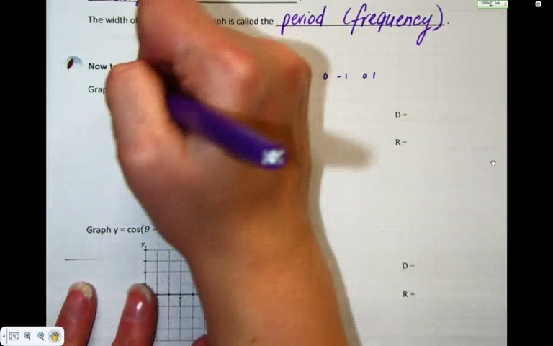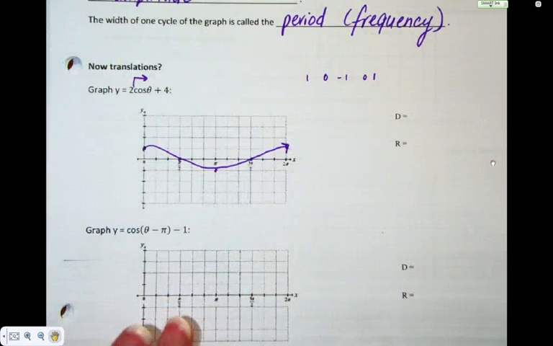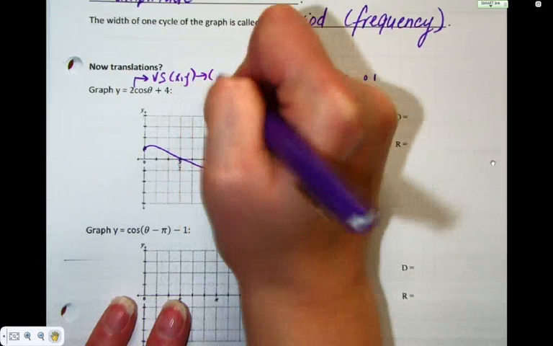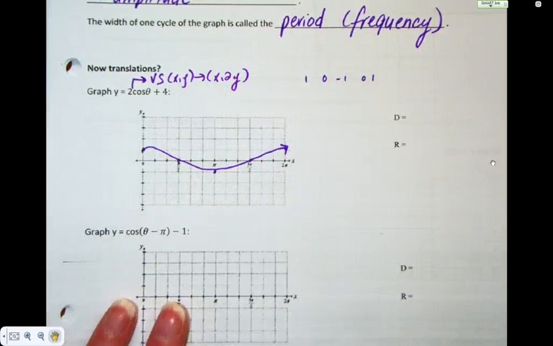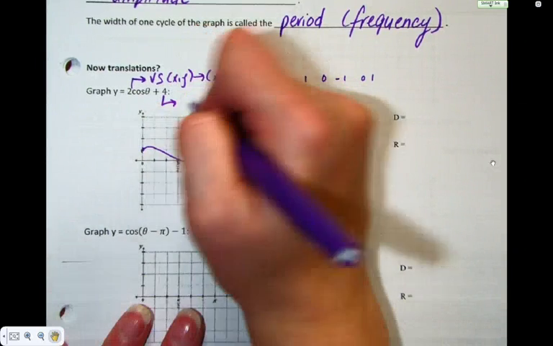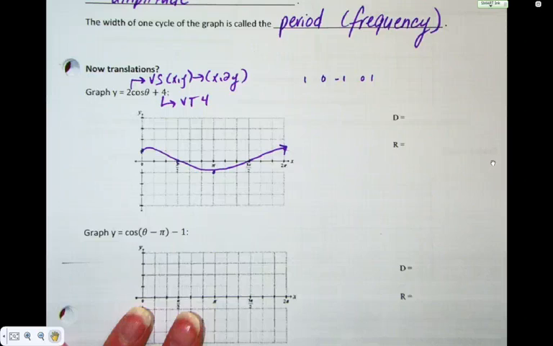What is the 2? XY goes to? Confirm. What's the plus 4? 4 units. Up.